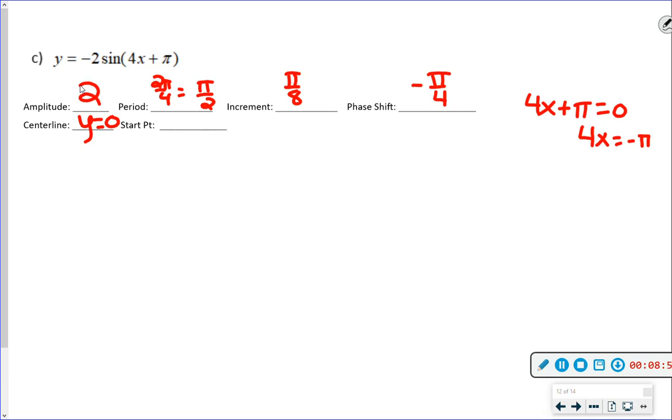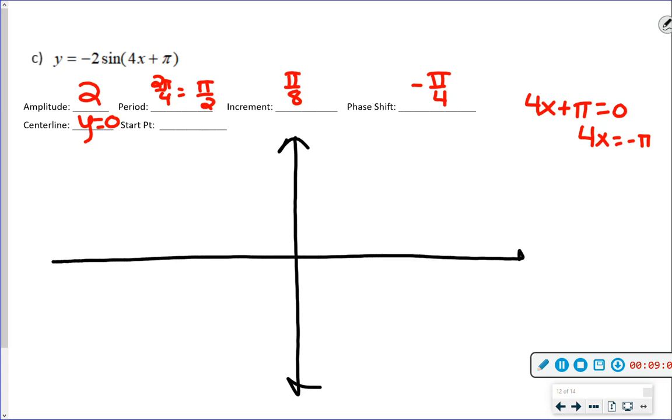To me, a negative pi over 4, that's a pretty tiny shift to the left. So that's not going to be too bad to do, I don't think. So I'm not getting too carried away about making sure I have my axes and room on the graph. I'm just kind of centering it up here like normal. All right, let's mark our amplitude. It's nice and easy.